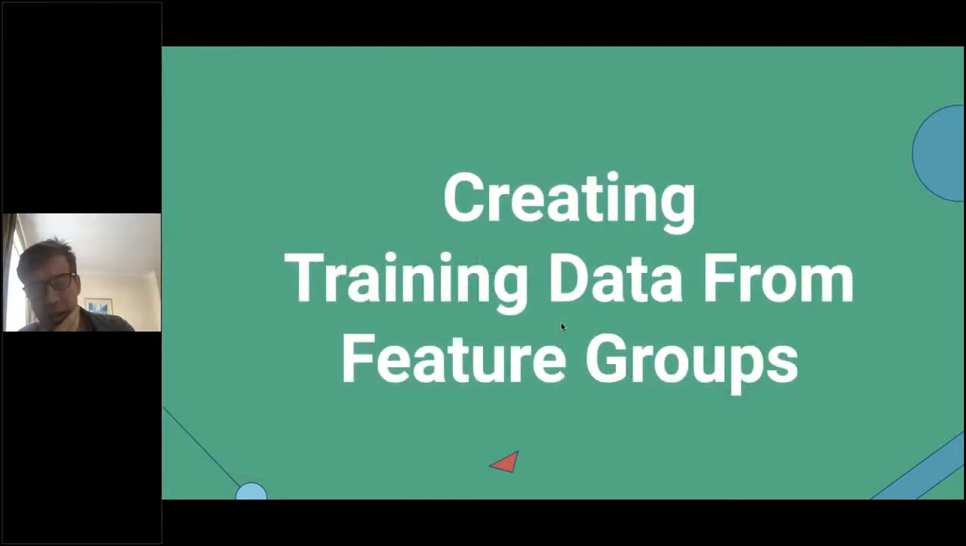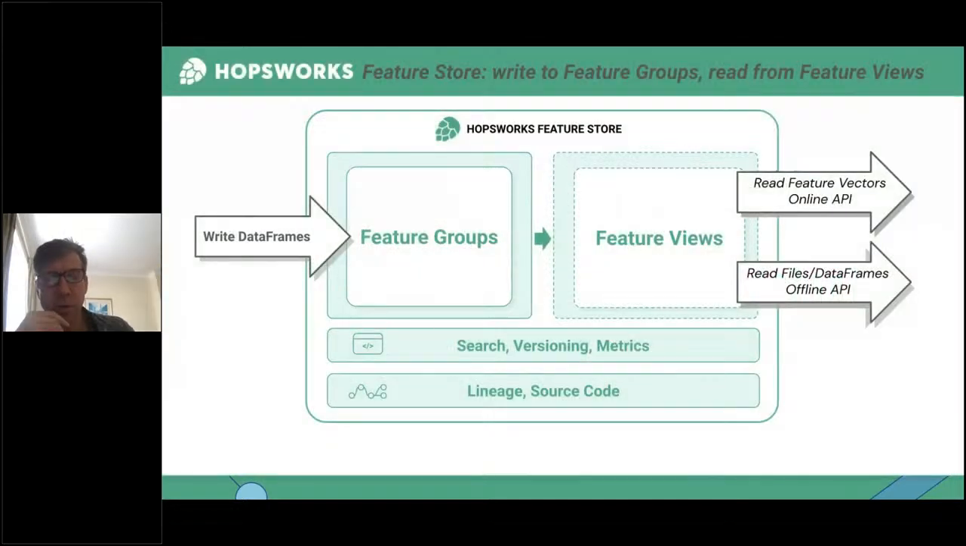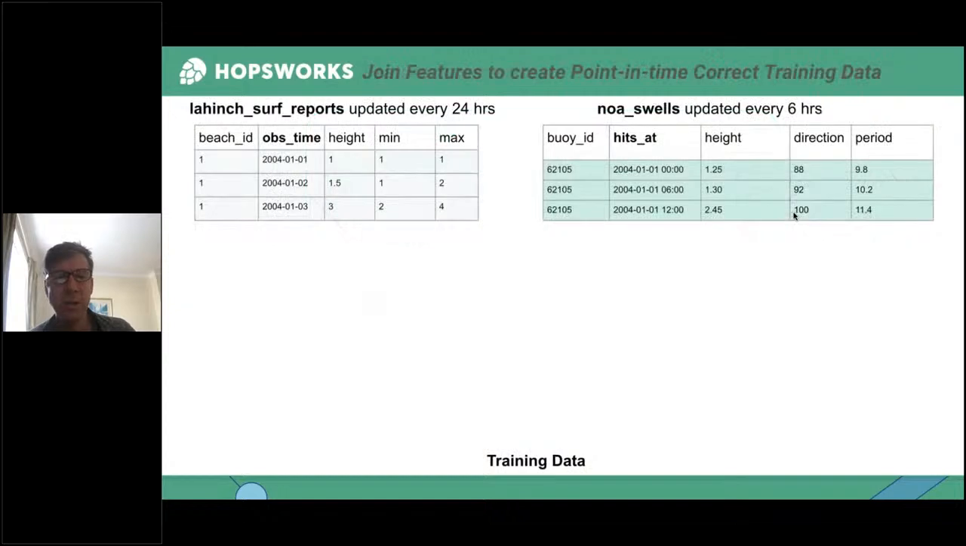So I mentioned that one of the ideas of the feature store is to take existing features and select them and reuse them to create training data. And the way you do that in our platform is with this feature view API. So you write to the feature groups in your feature pipelines, but you read from feature views. So to get started, you'll need to basically decide what features you want to include in the feature view.